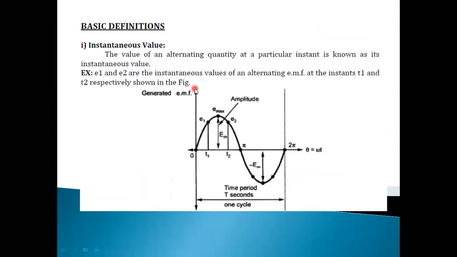And we go on to the basic definitions. Observe this sinusoidal waveform, maybe like this. This one is the generated EMF with respect to theta equal to omega t. At a particular instant of time, t1 and t2, there are some values, E1 and E2. These E1 and E2 values are nothing but instantaneous values. The value of an alternating quantity at a particular instant is known as the instantaneous value.